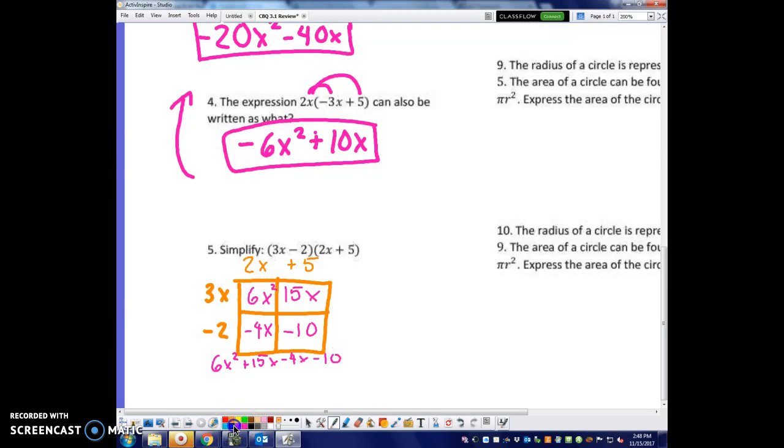Next, we need to combine like terms. There's only 1x squared, so 6x squared. Combine 15x minus 4x is 11x minus 10. Alrighty.